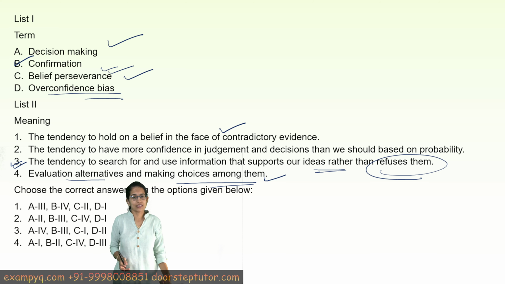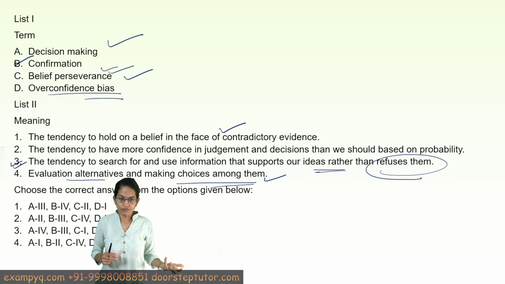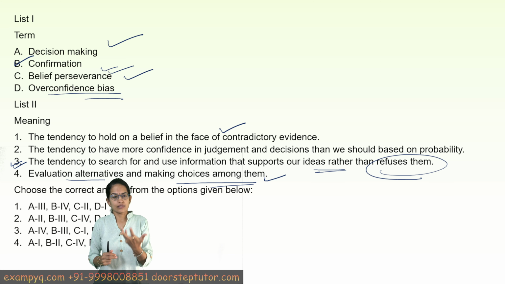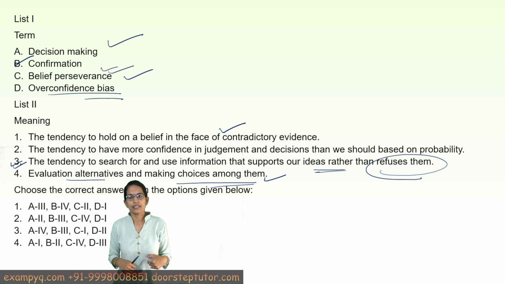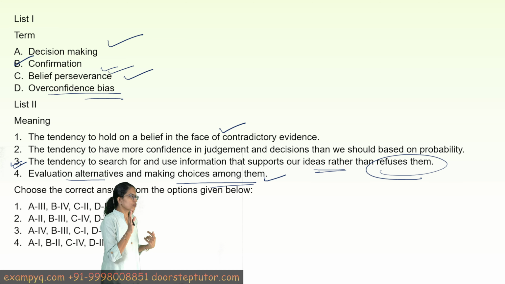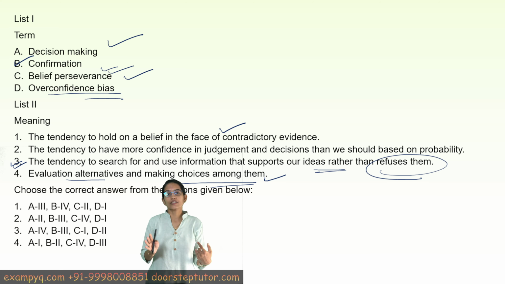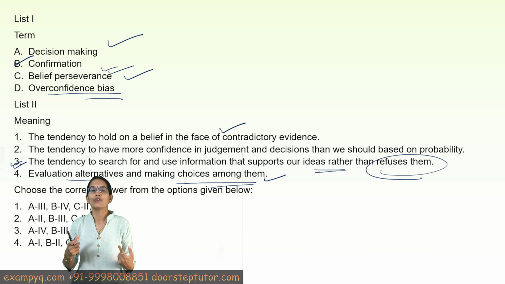The next is overconfidence bias. So as the name suggests, it is overconfidence and bias. Whenever you have more confidence in judgment, then we should actually think about what would be the probability of success, right? Sometimes we over-rely on what we know. We over-rely on our knowledge, on our beliefs, rather than looking at the actual facts and figures. So that leads us into a problem situation, and that's what is called overconfidence bias.